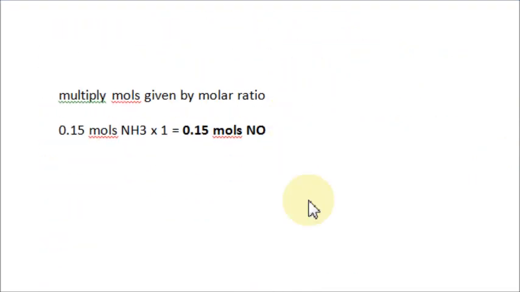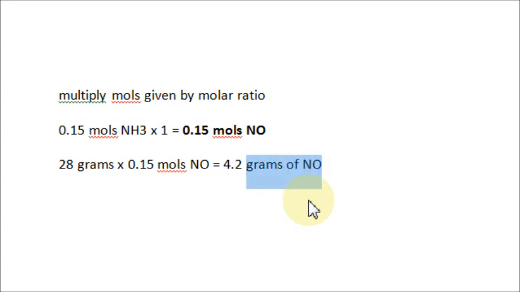Step 4: multiply the molar mass by moles. The molecular mass of NO is 28 grams. For like the 5th time, if you don't know what that means, check out the other video. 28 grams times 0.15 moles of NO equals 4.2 grams of NO. And that right here is the final answer. And yeah, so that's how you do it.